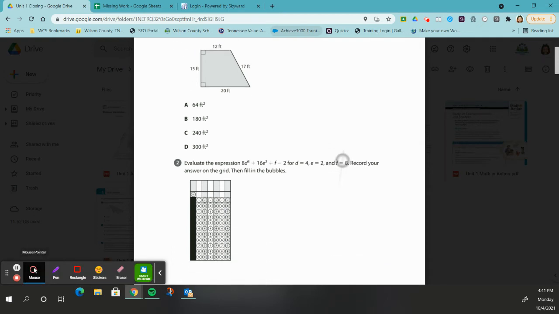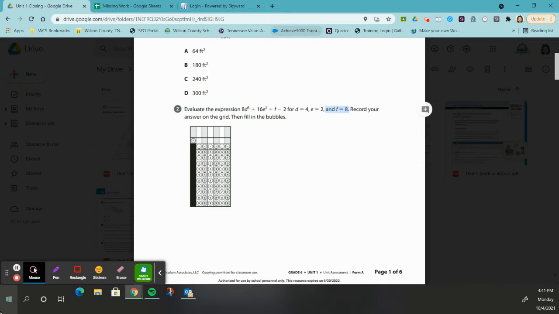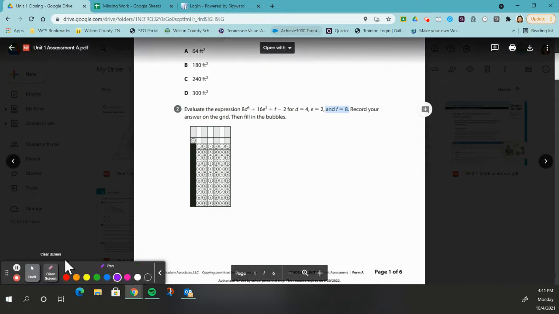That brings us to number 2. On number 2, we have an equation. And in this equation, or it's not, excuse me, it's not an equation, it's an expression. It does not have our equal sign, right? So we have 8d to the third power plus 16e to the second power divided by f minus 2.